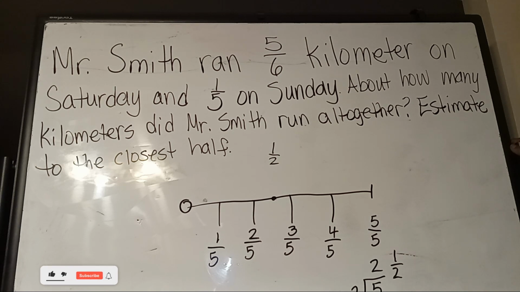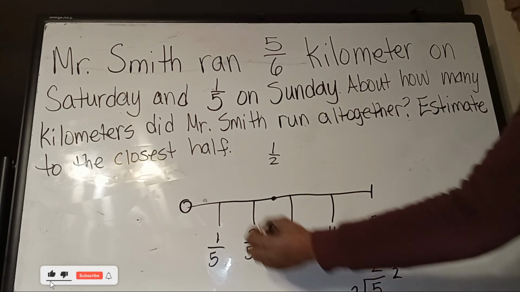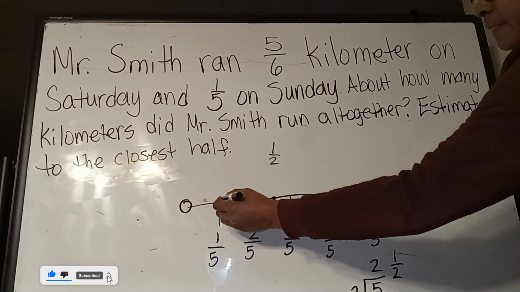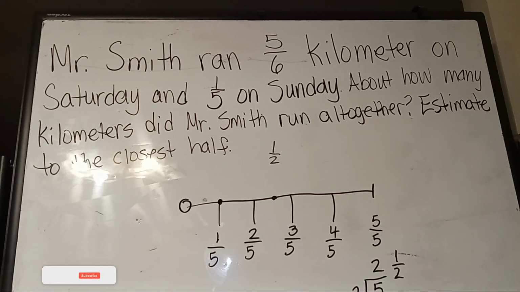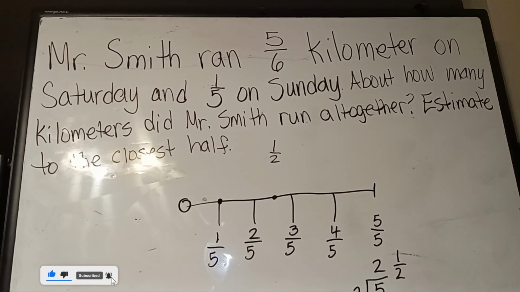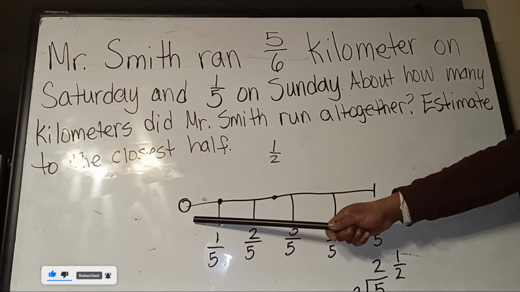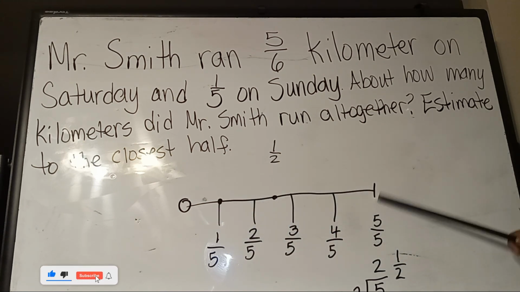So now that we have that, we can go in and put our fraction. What is our fraction? 1 over 5. So we're just going to mark that here. And then we're going to say to ourselves, is 1 over 5 closer to 0? Or is it closer to a half? Or is it closer to the whole?